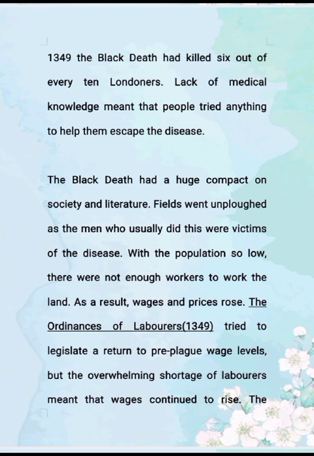Fields were unploughed as the men who usually did this were victims of the disease. With the population so low, there were not enough workers to work the land. As a result, wages and prices rose. The Ordinance of Labourers tried to legislate a return to pre-plague wage levels, but the overwhelming shortage of laborers meant that wages continued to rise.